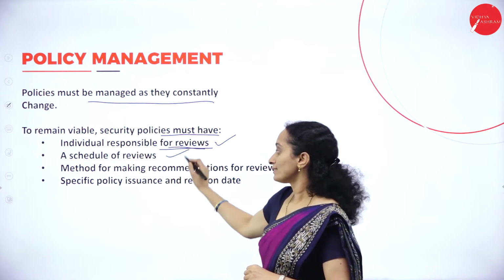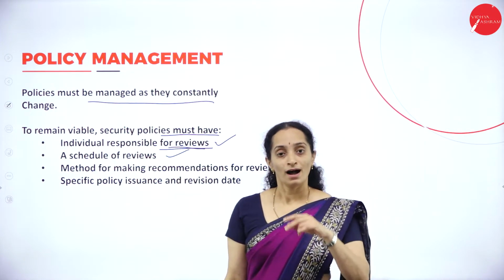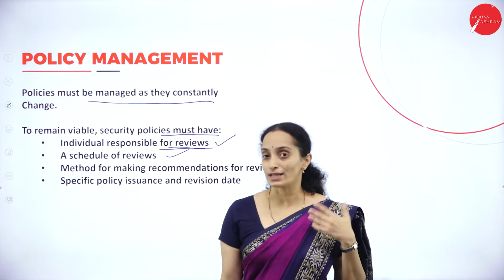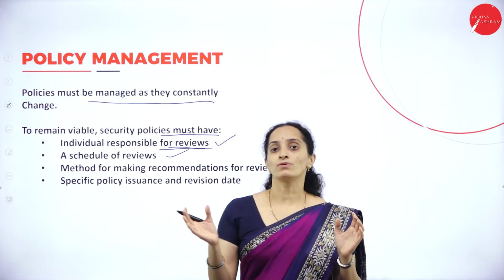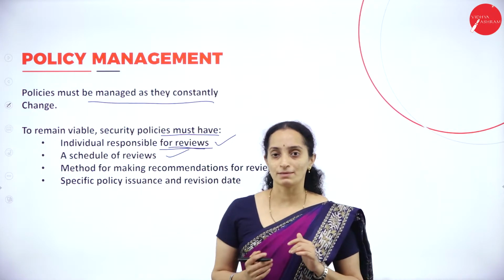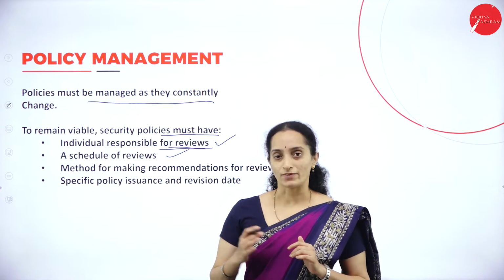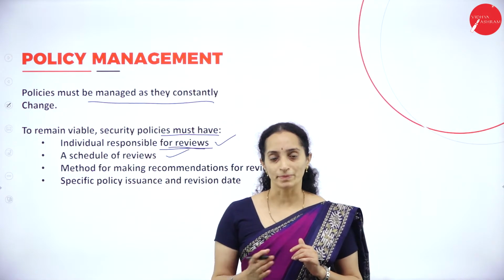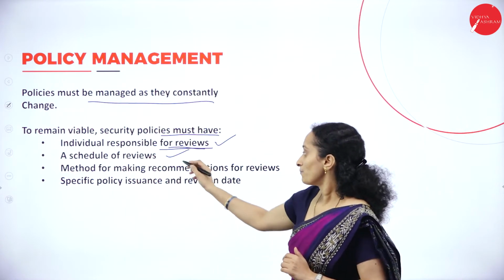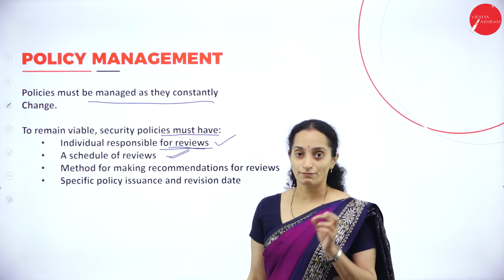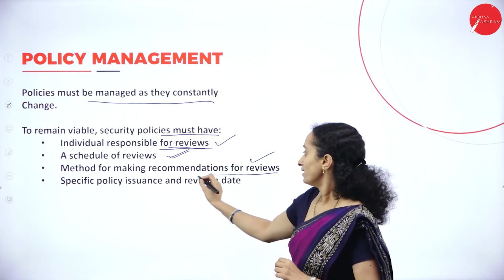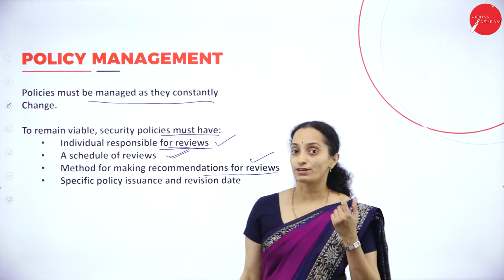And a schedule of reviews. How much time duration is needed between reviews? You can't review day by day. You can have a review once in 6 months, once in 3 months, or once in a year, once in a month, or better, once in 3 months or 6 months. So there must be scheduled reviews of the policies and a method for making recommendations for reviews.